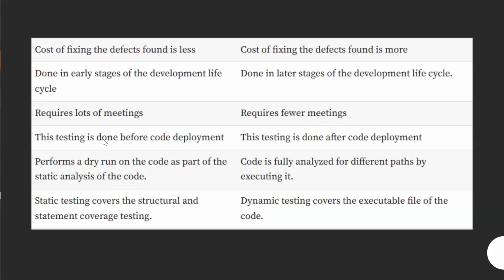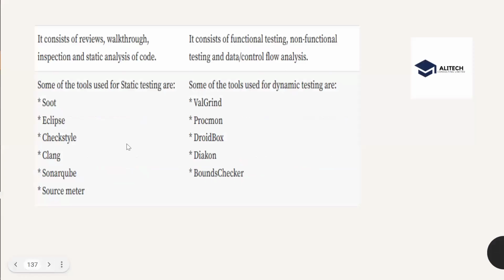Static testing performs a dry run of the code as part of the static analysis of the code, while dynamic is fully analyzed. Static testing covers structural and statement coverage testing, while dynamic testing covers the executable file of the code. I think last week we came across statement coverage and all, so as we go further, we would actually look at it.